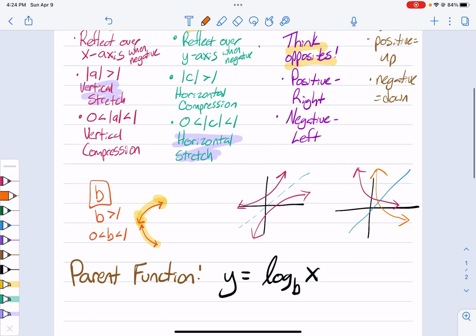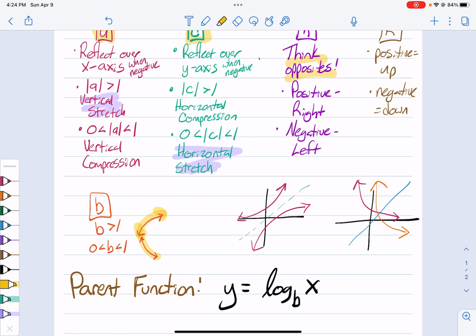Now the parent function of a log is log base b of x. Everything else is gone. Nothing's being multiplied, added, or subtracted. It's just a plain y equals log base b of x.